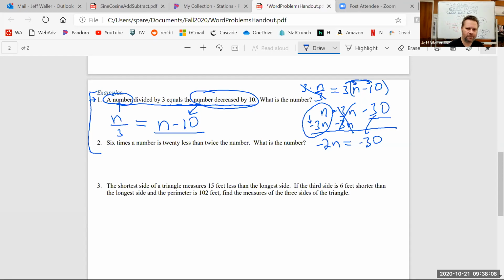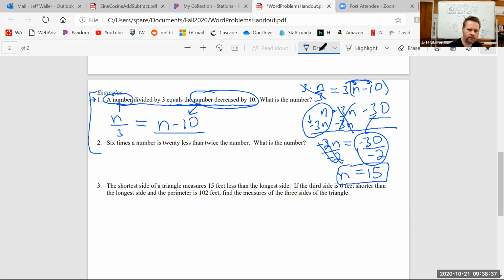So what do I divide by? I have negative 2 times n. So what do I divide both sides by? Negative 2. Yeah, but I killed the whole thing. You want n completely by himself, right? It's a little introverted, poor little n. So what do I get? N equals 15. I like it.